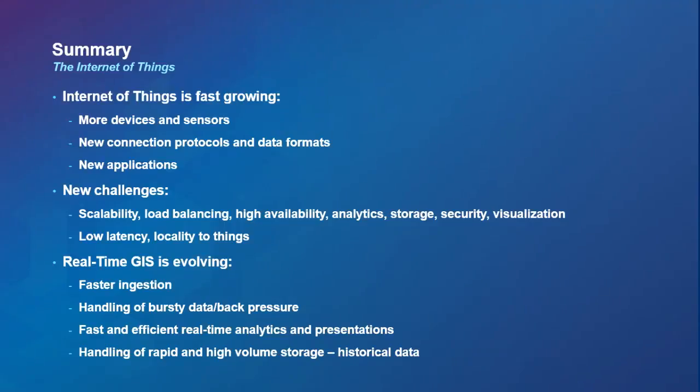So we want to increase the ingestion rate. We're working on that pretty hard. We want to be able to handle bursty data, meaning that if millions of people or devices are sending data at the same time to the server, will your server survive? So we have to have a way to deal with that. And also, if a lot of devices are sending, can your analytic portion deal with it? So we're working on that too.